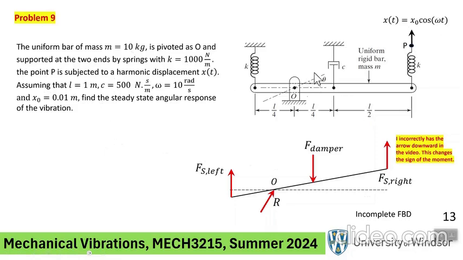The first thing we have to do is to decide on the degree of freedom. We're going to use theta as the degree of freedom, so everything is going to be written in terms of theta. At the end of the day, we're going to have something times theta double dot plus something times theta dot, because we have damping, plus something times theta equal to a sinusoidal thing on the right hand side. Okay, and to do that, we draw the free body diagram here.